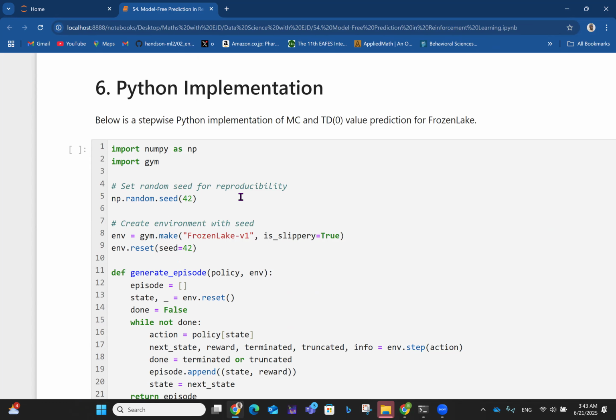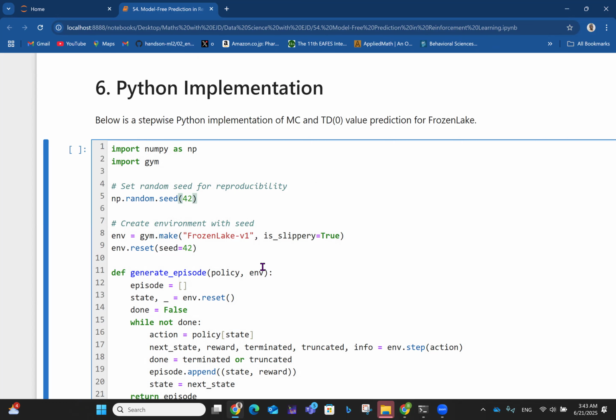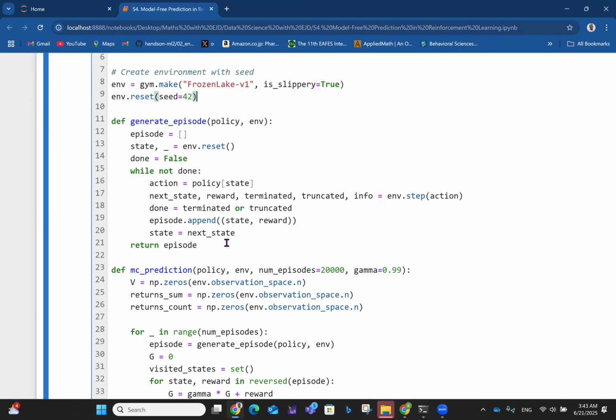So set random seed for reproducibility to ensure that you always get the same result. Then create environment with seed. So you have the environment gym.make FrozenLake-v1, is_slippery=True to make it stochastic, right? Then you have env.reset with seed for reproducibility still, I believe. Then you define the generate episode, which involves the policy and the environment. So you have episode initialized here, and you have the state also env.reset. So done is false, while not done, then you have action, policy at that state. The next state, reward, terminated, truncated, info and all that.